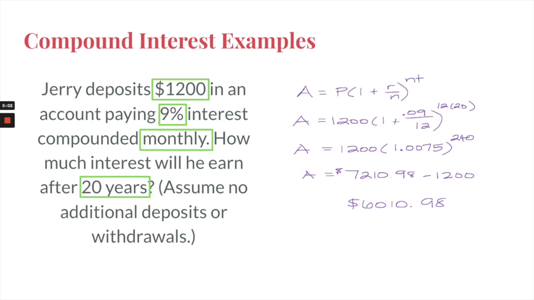So again, we start with our compound interest formula. We plug in our key values in for all of our variables, and then we start our simplification process. So he's going to have this interest compounded 240 times in 20 years. So after those calculations are finished, we see that his account balance is going to be $7,210.98. So that's a pretty hefty increase in the account balance. But we just want to know the interest, so we have to subtract that original $1,200 deposit to see that the interest is going to be $6,010.98.